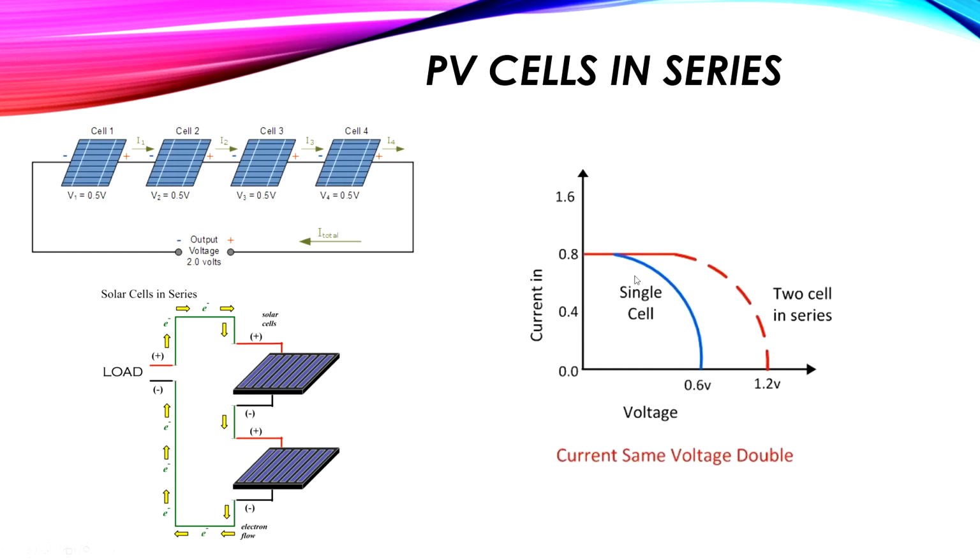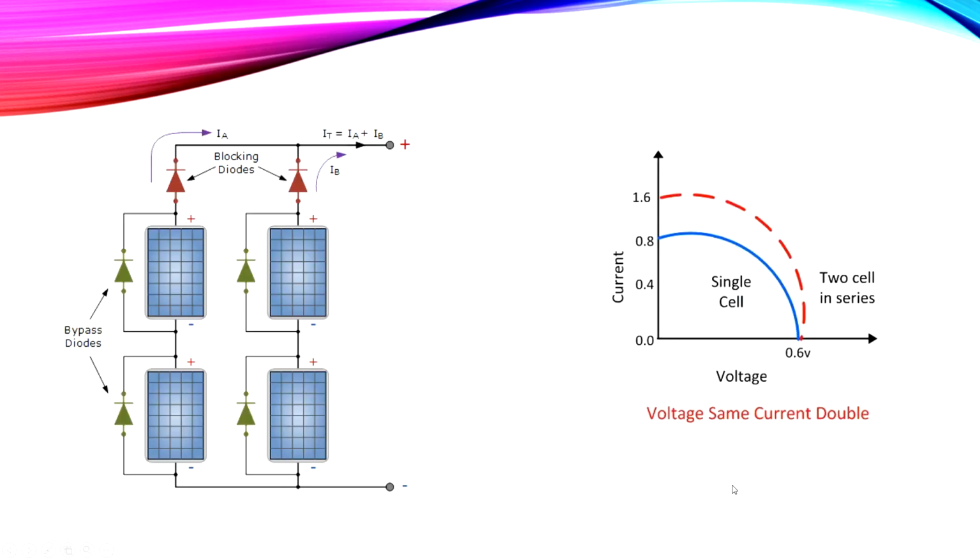So here this one is a single cell, and if we have two cells in series, the voltage will be the summation of the two cells. So the voltage here doubled and the current is the same. The current I1 is equal to I2 equal to I3 equal to I4, but the voltage is a summation of all voltages. So two cells in series will give us 0.6 plus 0.6, which gives 1.2. Current is the same, the voltage is doubled.